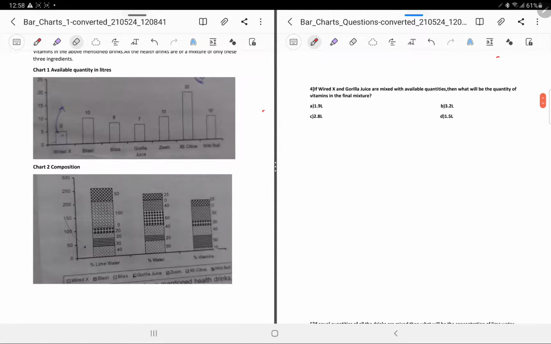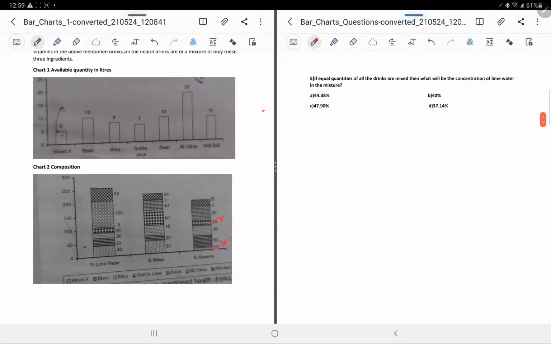Now see this, the last question. If wired eggs and the gorilla juice are mixed with available quantities, then what will be the quantity of the vitamins in that final mixture? So for vitamins, 10% of 5 liters, and then you have gorilla juice, the fourth one, so 20% of 7, so this is 1.4. This is 1.9 liter. Answer is this.